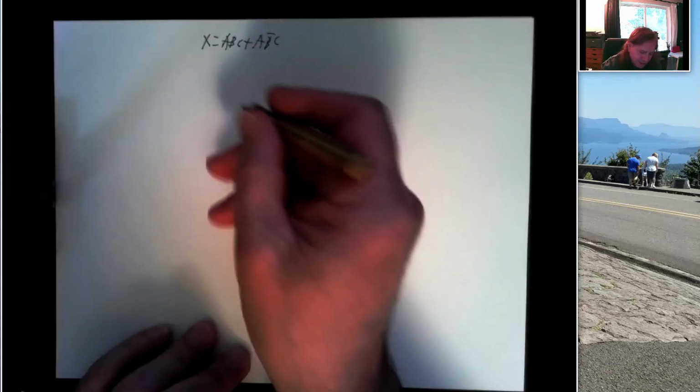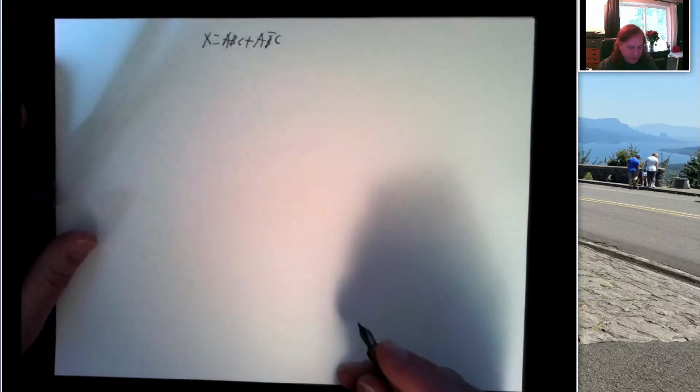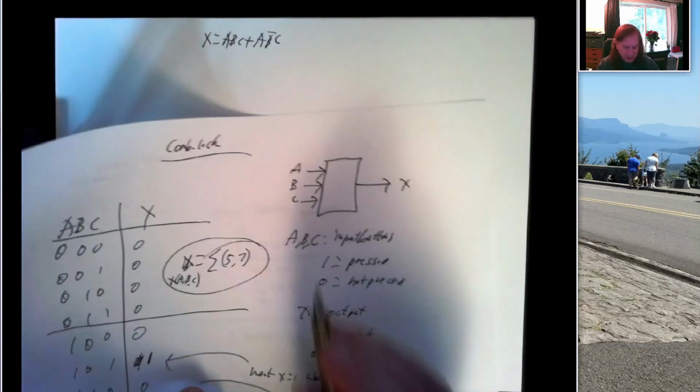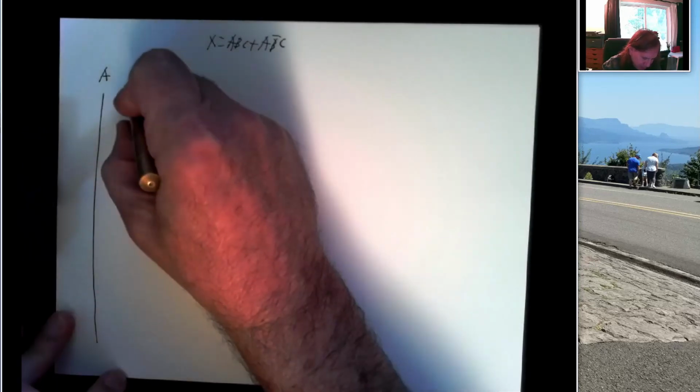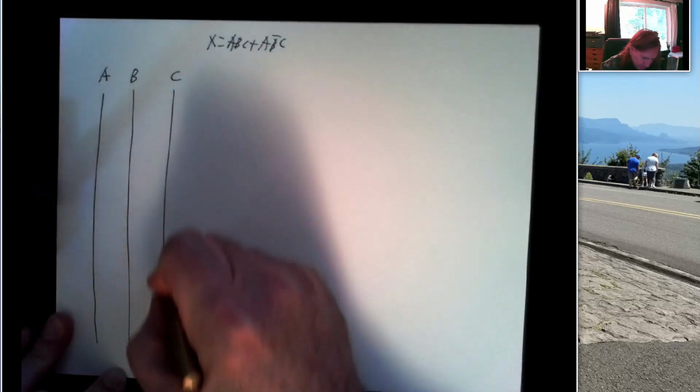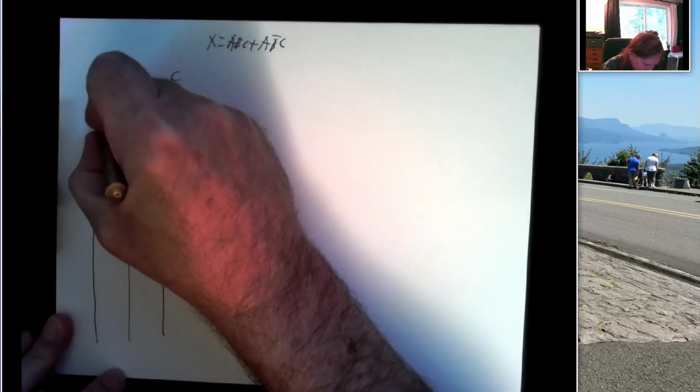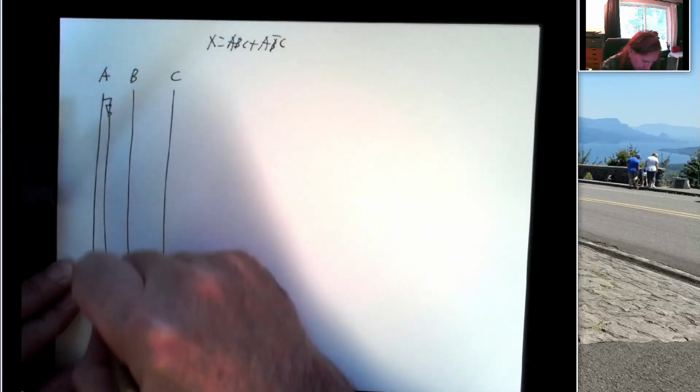So let's start with ABC or A, B bar, C. And we could just start putting some AND gates down on paper and connecting the lines, but let me show you a methodical way of doing this. So we know the inputs are A, B, C. We know that because we also drew a system diagram. So I'm going to put my inputs over here like this. I'm going to run a wire down underneath each input. And then near the top, I'm going to take each of these inputs and put it through an inverter and run a wire down from there.